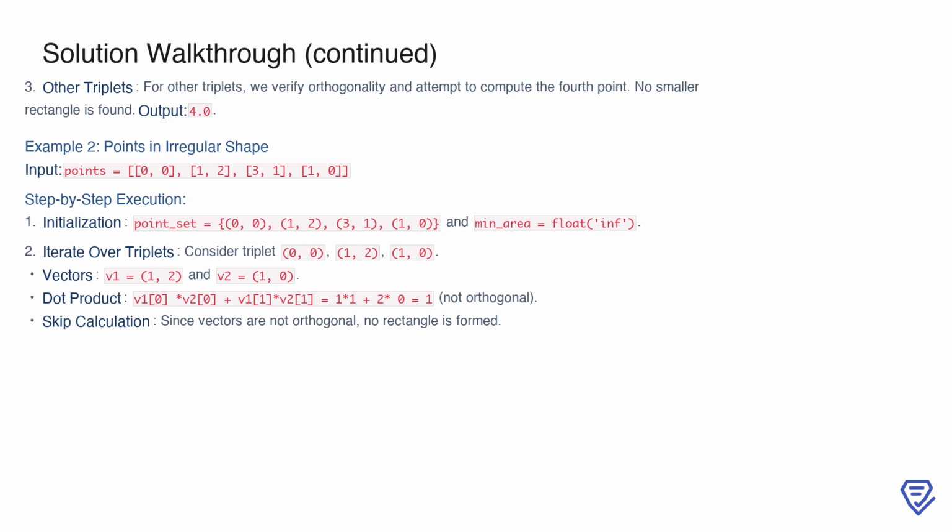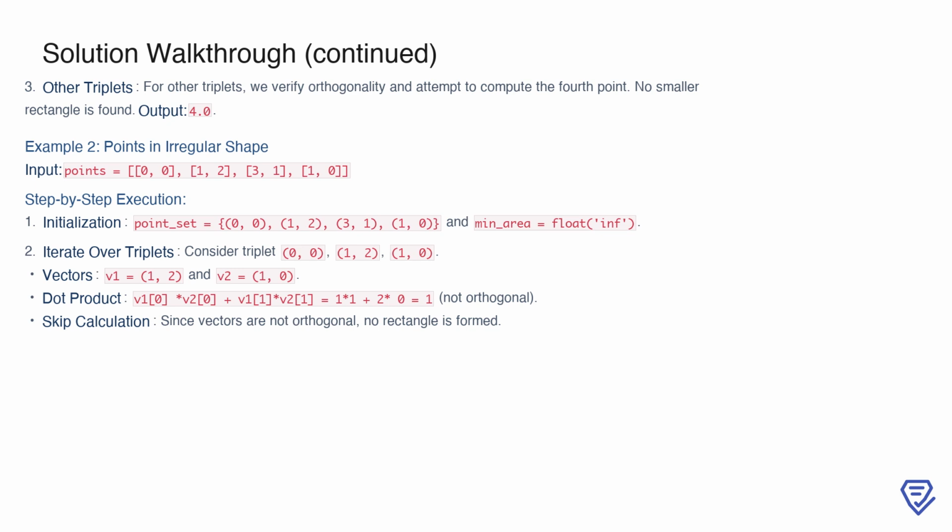Now, moving to a new input scenario, we consider a less structured set of points: (0, 0), (1, 2), (3, 1), (1, 0). As before, we initialize our point_set and set min_area to infinity. We then start iterating over triplets. For the first triplet (0, 0), (1, 2), and (1, 0), we calculate the vectors v1 and v2 as (1, 2) and (1, 0), respectively. Next, we check the dot product to determine if these vectors are perpendicular. The result is 1, which means they are not orthogonal. Since orthogonality is a requirement for forming a rectangle, we skip further calculations for this triplet and move on to the next.